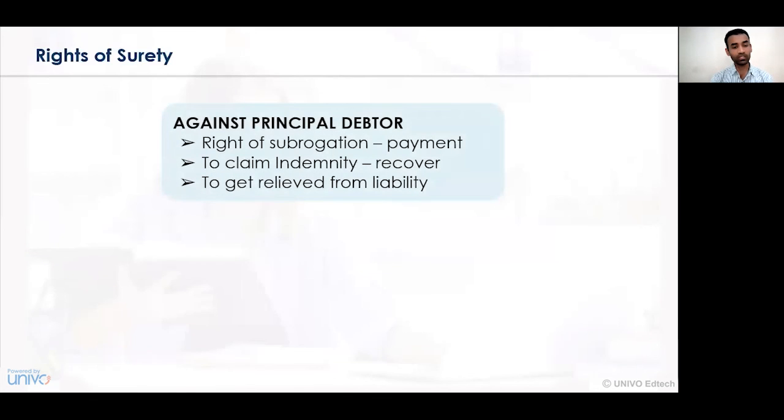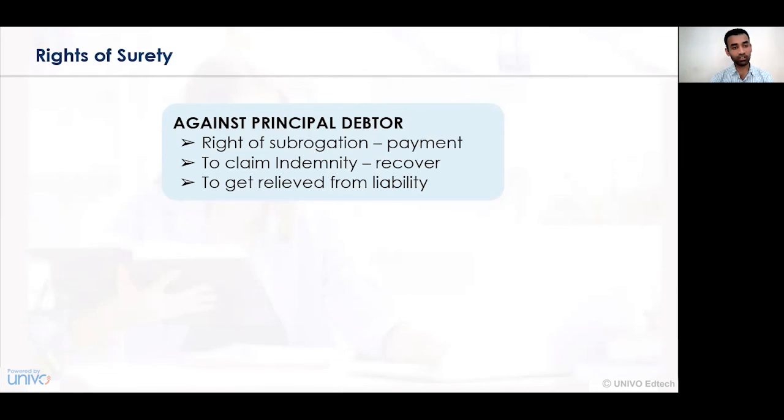Now let's understand what the various rights of the surety are. First, the rights of the surety against the principal debtor. Against the principal debtor, one right of the surety is the right of subrogation, that is in terms of a certain payment. Another right of the surety against the principal debtor is to claim the indemnity, that is to recover a certain amount of money or to recover the amount of damages.